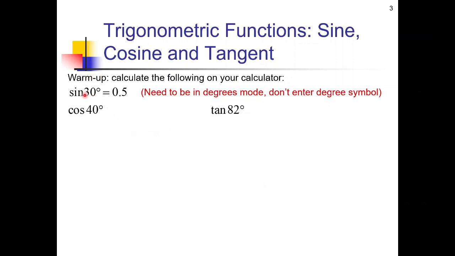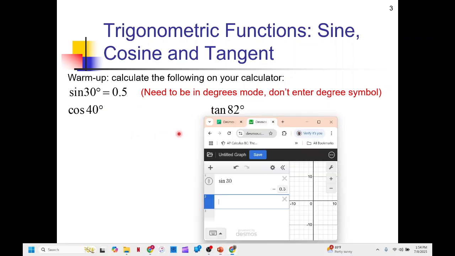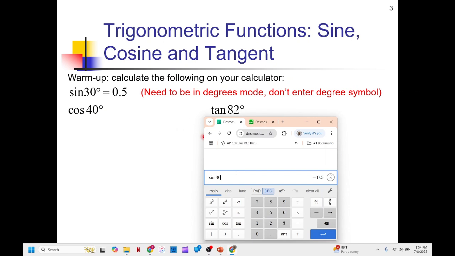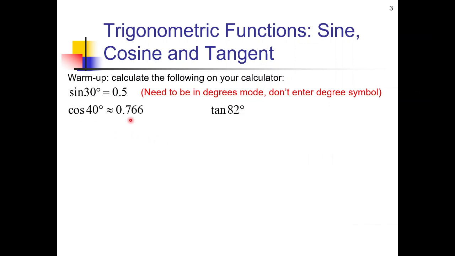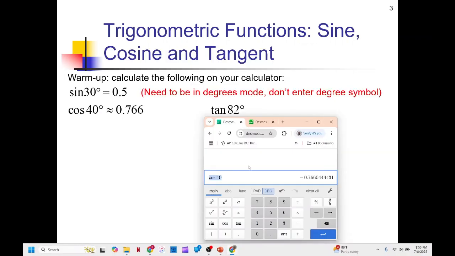So now that we've got sine of 30 out of the way, try out cosine of 40 and tan of 82. And I do recommend the scientific version of the calculator. Alright, so going back to my scientific Desmos, let me clear that out and put in cosine of 40. And that's about 0.766. Just take it out to 3 decimals. And then let's do tan of 82. So tan, T-A-N, 82. Pretty easy to enter these in, and that comes out to 7.115.